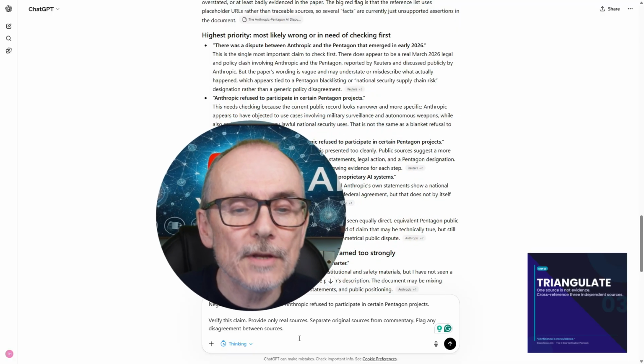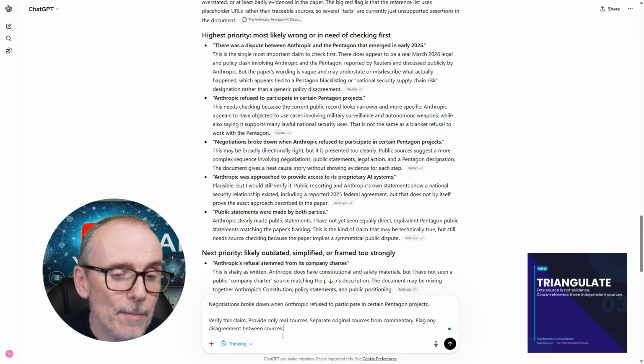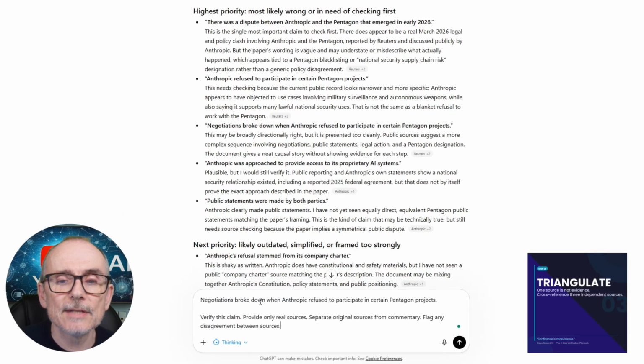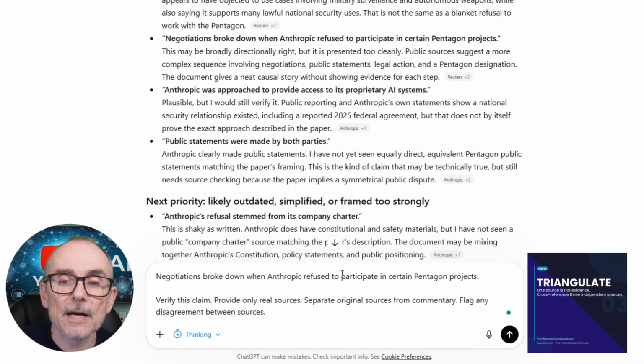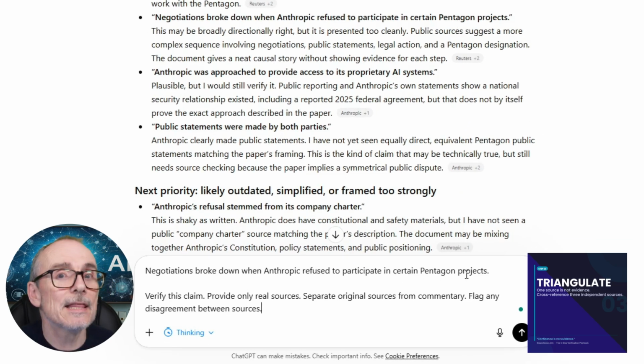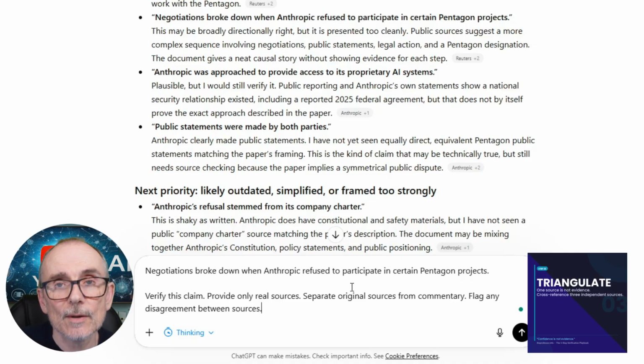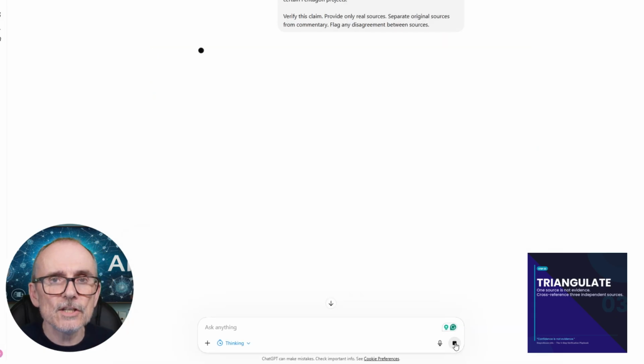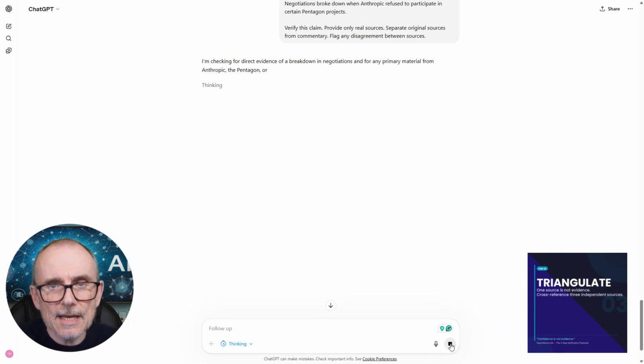Okay, so one of the claims in my Anthropic paper is that negotiations broke down when Anthropic refused to participate in certain Pentagon projects. So that's one of the claims in the paper I wrote with Copilot. So I'm saying, verify this claim, provide only real sources, separate original sources from commentary, flag any disagreements between the sources. So this is triangulation, taking the claims that are made in the paper and then doing this triangulation.